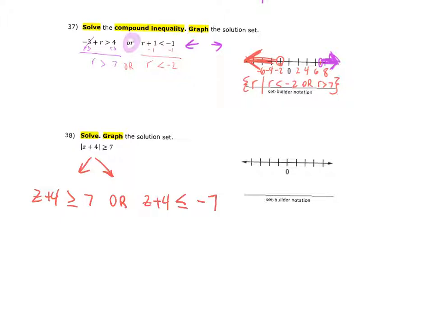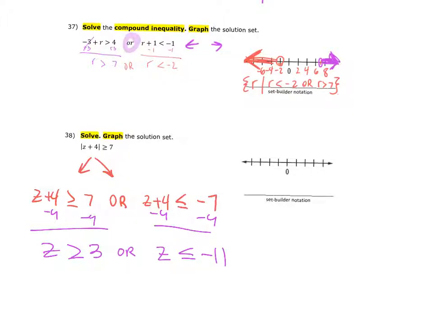Okay, and then you just solve each one independently. Minus 4, you get Z is greater than or equal to 3. Or, you just flip the sign and change it, and then this one would be Z is less than or equal to negative 11.